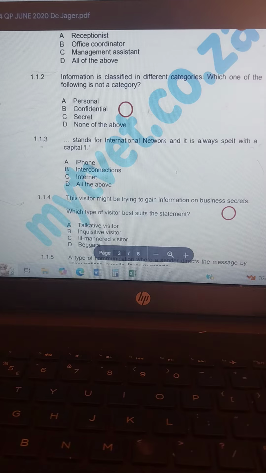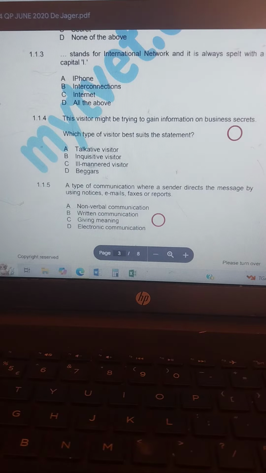Then we go to 1.1.3. It says stands for international network and it's always spelled with a capital I. Your answer there is C, which is an internet. Then number 4, the visitor might be trying to gain information on business secrets. What type of visitor best suits the statement? Your answer there is B, inquisitive visitor.